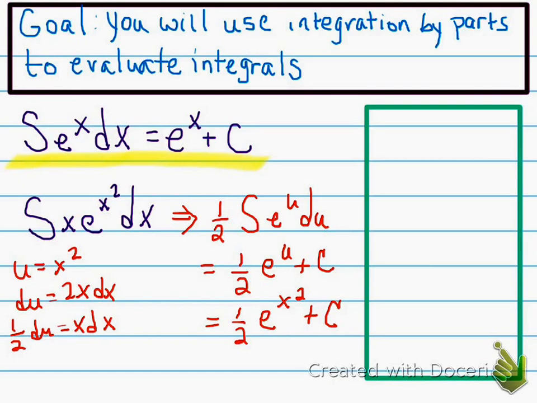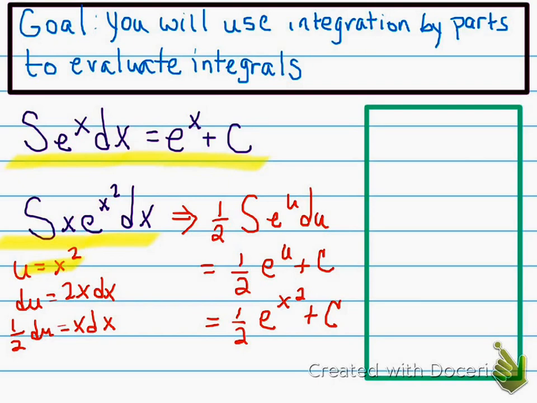Well, what if we have something more than x? So let's say instead we had the integration of x times e to the x squared. Here's an example of one where we would have to use substitution. We would let u equal x squared. We would take the derivative of u, which would be 2x dx.